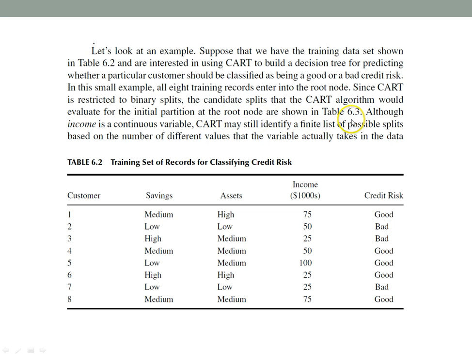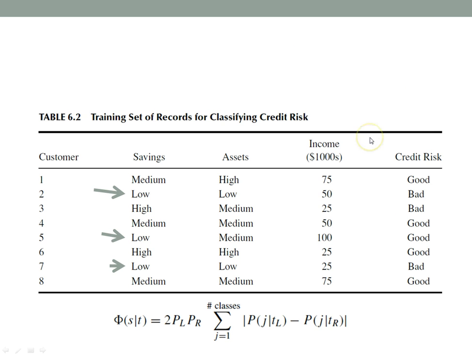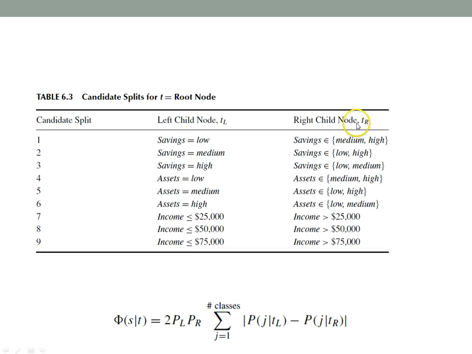Since CART is restricted to binary splits, the candidate splits that the CART algorithm will evaluate for the initial partition at the root node are shown in table 6.3. Although income is a continuous variable, CART may still identify a finite list of possible splits based on the number of different values that the variable actually takes in the data.